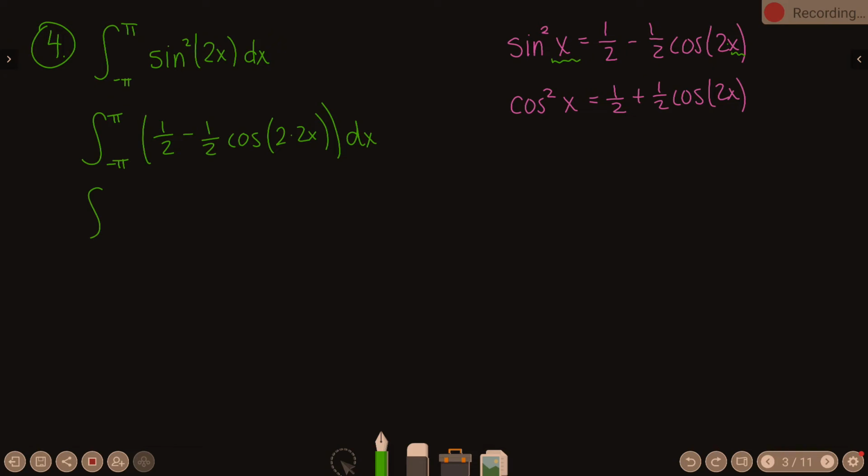So yes, I am integrating from negative pi to pi of 1/2 minus 1/2 cosine 4x dx. Okay, get the easy one out of the way. The integral of 1/2 is 1/2 x, right? Minus, and I'm going to do this next one in pieces. There's the 1/2 that's already there, yes? What is the integral of cosine?